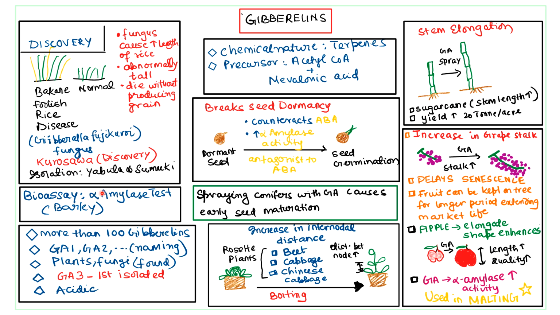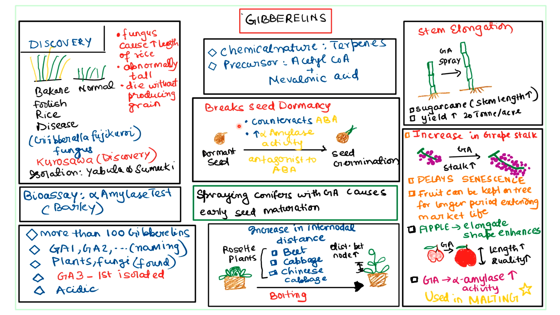Coming to the bioassay for gibberellins, gibberellic acid is utilized to germinate the seeds. That is why the test we use to detect gibberellic acid is the alpha amylase test. Before that, let's see the action of it. Two more things: gibberellins are chemically terpenes in nature, and the precursors for them are acetyl coenzyme A and mevalonic acid. The main function of gibberellic acid is that it breaks the seed dormancy.